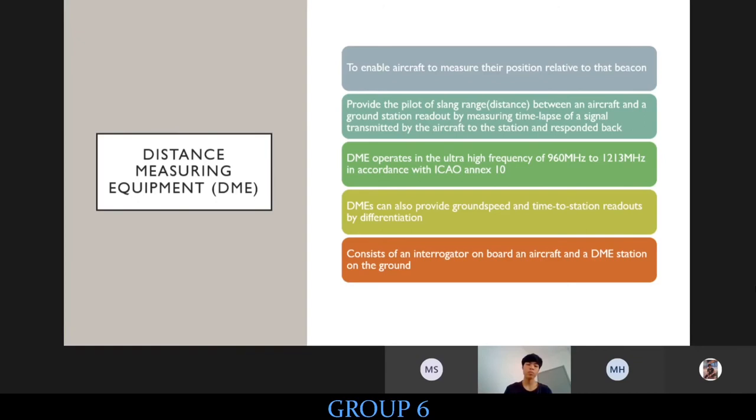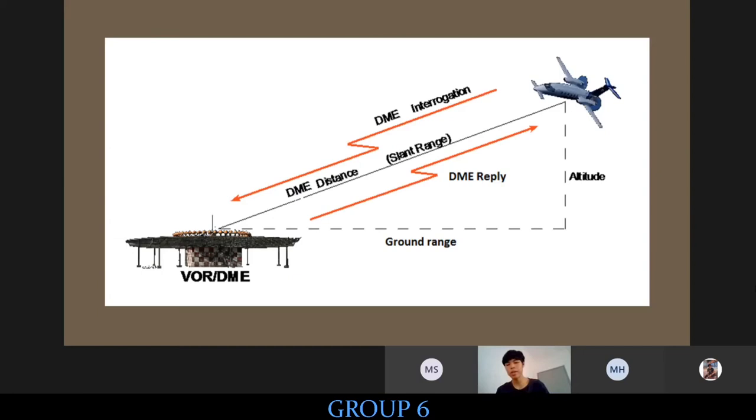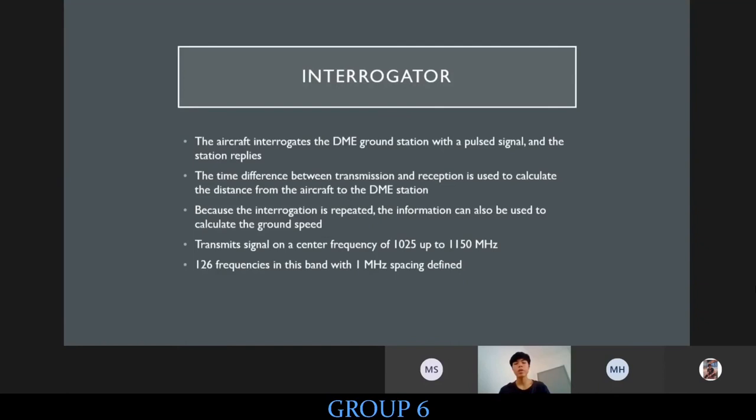Okay, the picture shows that the aircraft interrogates the DME, then the DME station replies back to the aircraft, which is to know the slant range. The aircraft interrogates the DME ground station with a pulse signal, and the station replies back to the airplane. The time difference between transmission and reception is used to calculate the distance from the aircraft to the DME station. Because the interrogation is repeated, the information can also be used to calculate the ground speed.